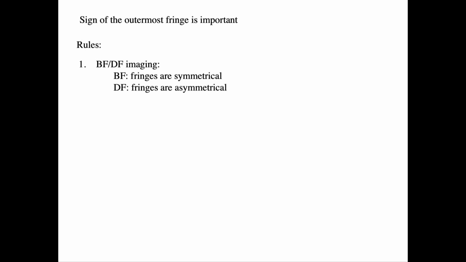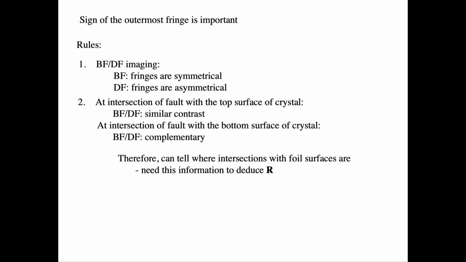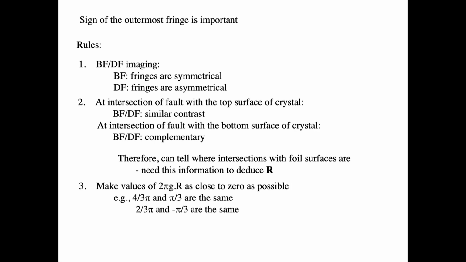So bright field, dark field imaging, the bright field fringes are symmetrical, the dark field are asymmetrical. At the intersection of the fault with the top surface of the crystal, the bright field, dark field is similar contrast, and the intersection of the fault with the bottom, then it's complementary. So these are what we call rules that are always fixed, always occurring. So you can tell at the intersection, and I just say that's because we want to know if it's like this or it's like that. So it tells us what that is.